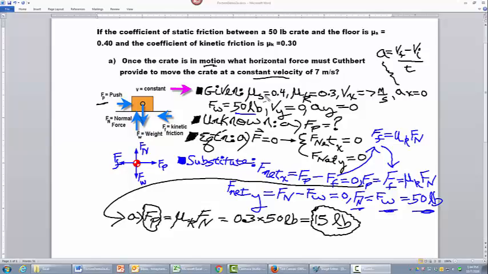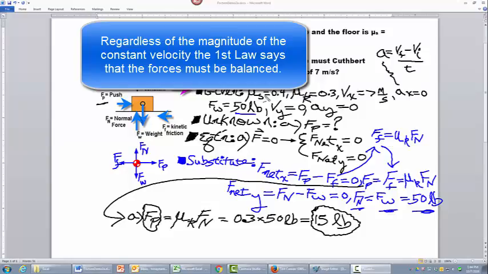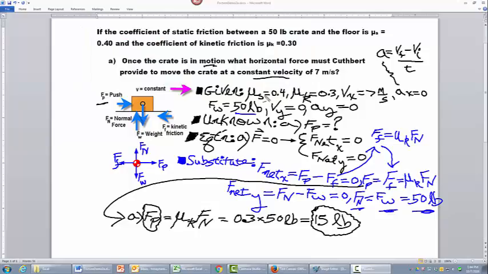Note that it doesn't matter that the value of the x velocity is 7 meters per second. It only matters that it's constant. It could be 17 meters per second or any other value. If we applied a pushing force, or if Cuthbert did, of greater than 15 pounds, then the crate would accelerate. If he applied less than 15 pounds, then the crate would slow down.